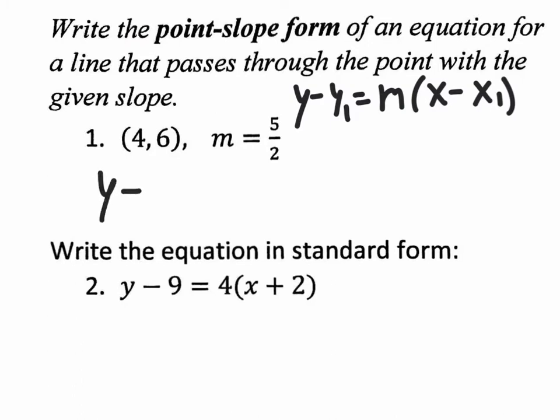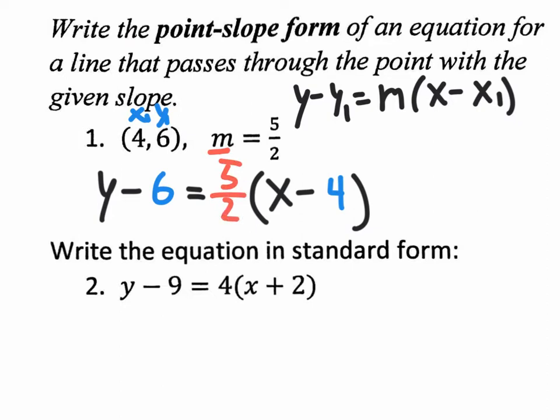Y minus y1, I'm going to leave a blank spot, equals m, which I'm going to leave a blank spot, parenthesis, x minus x1. So pretty much I left the m blank and I left the x1, y1 blank. So the x1, y1 I'm going to get from the coordinate 4, 6. And the m is obviously right here, 5/2. So instead of y1, I'm going to write 6. Instead of x1, I'm going to write 4. And instead of the m value right here, I'm going to write the m value of 5/2.